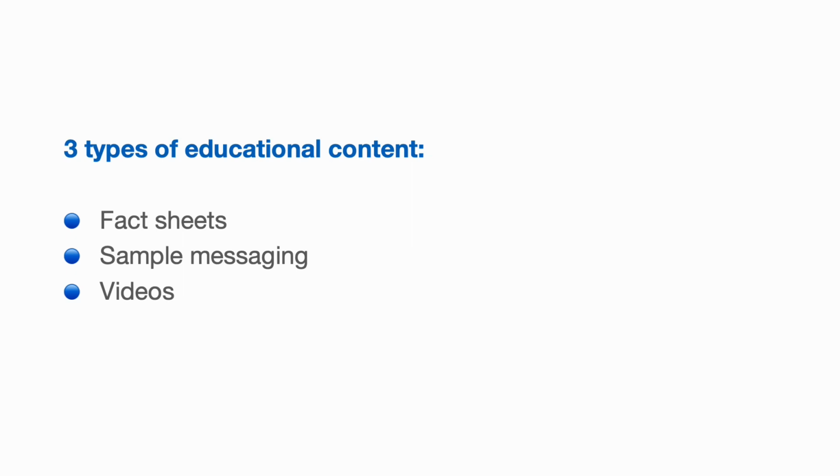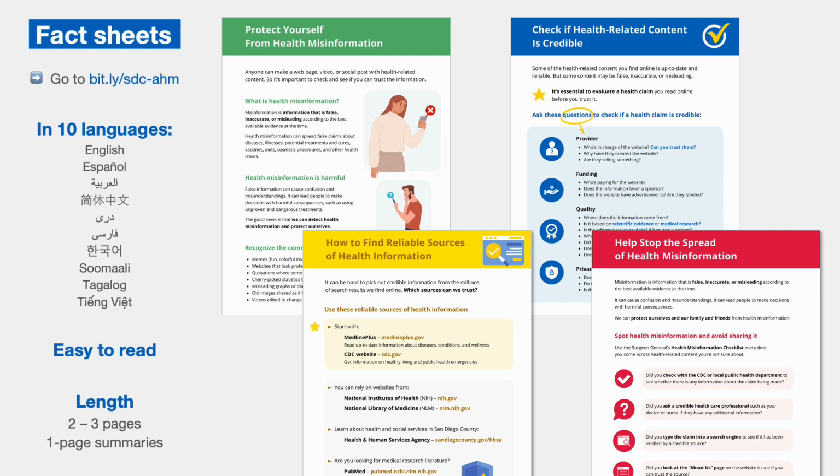There are 3 types of content. We advise using them together. First is fact sheets. There are 4 available. Each fact sheet addresses a different skill for health misinformation resilience. They're available in 10 languages, and we strive to write them for an 8th grade reading level or lower. Each fact sheet is 2 to 3 pages long, so we made a 1-page summary version that you can easily print and hand out.